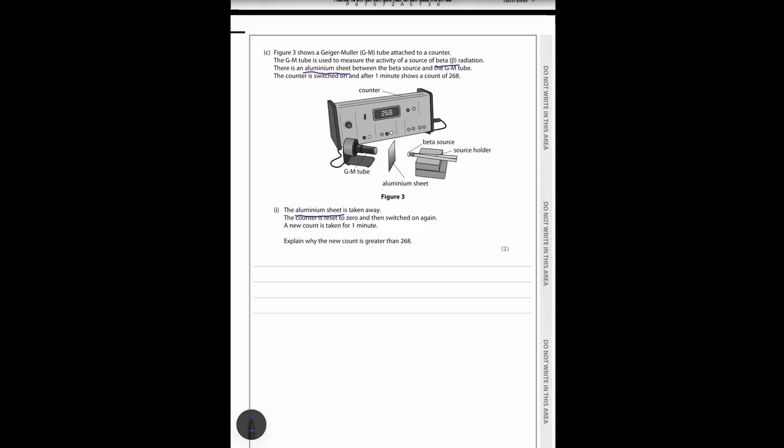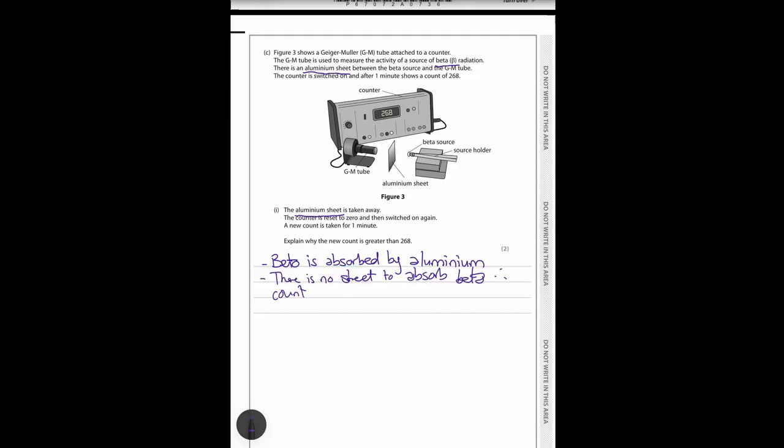Well, I know that beta is absorbed by aluminium. So I'm going to make sure that I'm showing the examiner that I know the content. So I'm going to say beta is absorbed by aluminium. And then, because I've got to link it to the question, I'm going to say, if the aluminium sheet is taken away, obviously the beta is not going to get absorbed. So there's no sheet to absorb beta, therefore count will be higher.